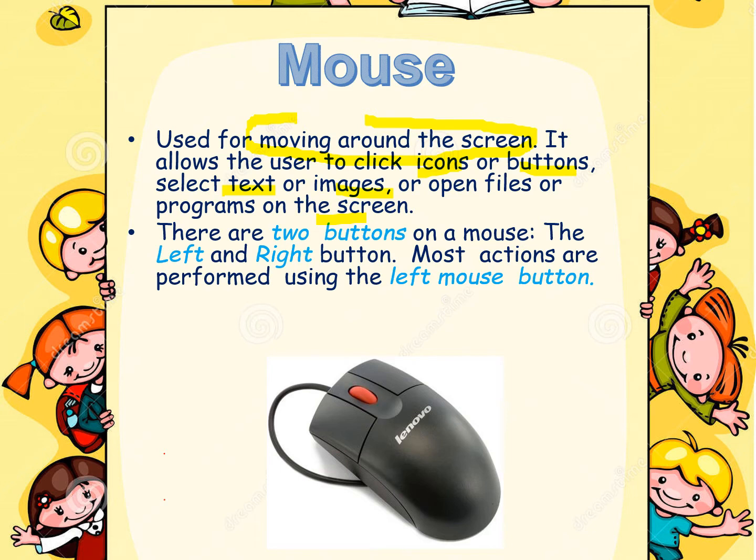There are two buttons. What are the two buttons of a mouse? We have here the left mouse button and the right mouse button, and here is the scroll down button. All actions usually perform using the left. For the special actions, you will perform the right mouse button.